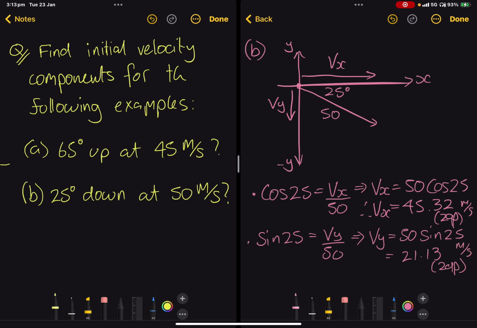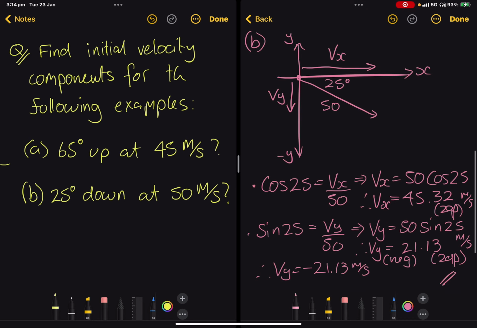Now, we're not finished because this velocity in y, 21.13, is actually not correct. This needs to be made negative. So actually the real velocity in y here is negative 21.13 meters per second because it's going down and not up. Right? So the method we used for both of these questions was exactly the same. We just drew our little triangle and then we used basic trigonometry to work out what Vx and Vy were.